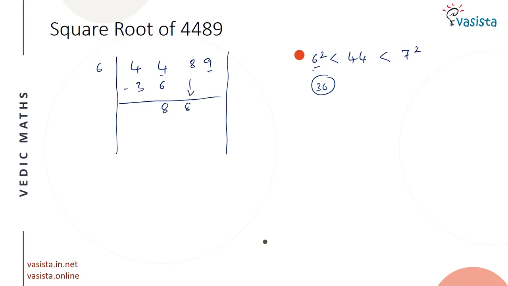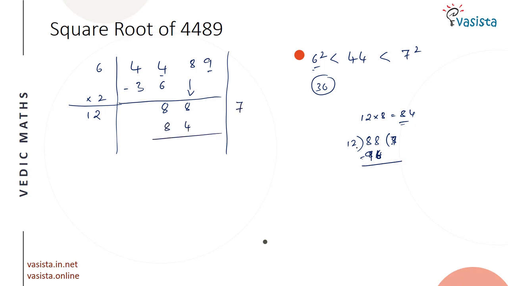So bring down 8. Now multiply by 2. 6 2s are 12. Now you just check out here. 12 8s are, what happens here? 12 8s are 96, which is more. So 12 7s are, let me take. 12 7s are 84. 7 2s are 14, 1 carry, 7 1s are 7 plus 1, 84.